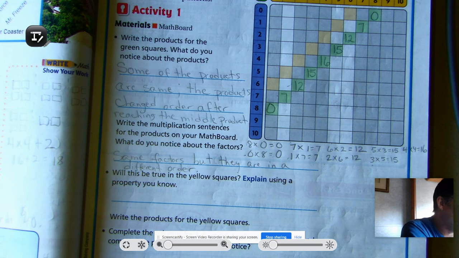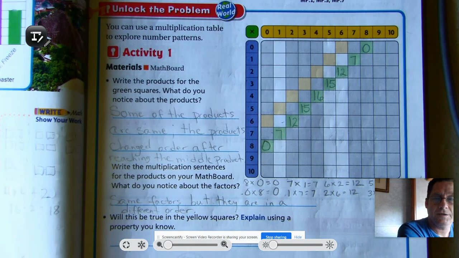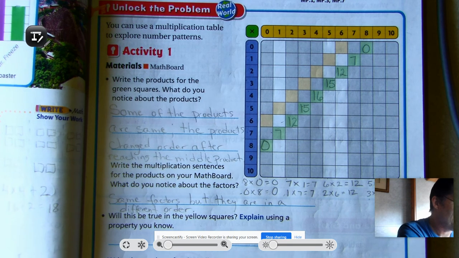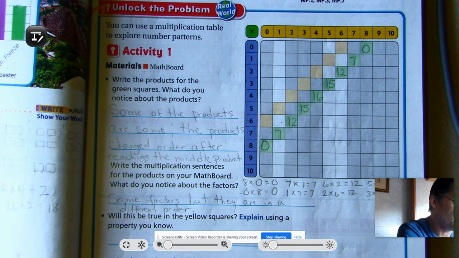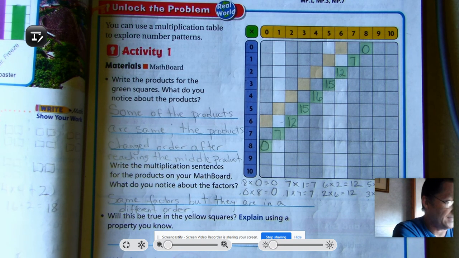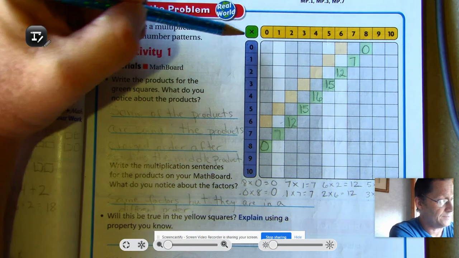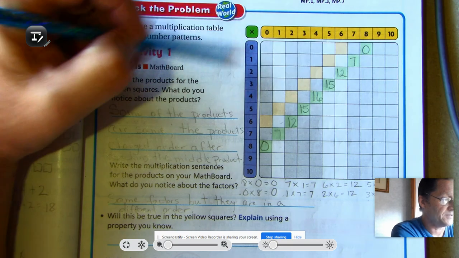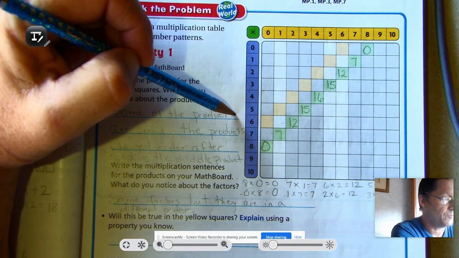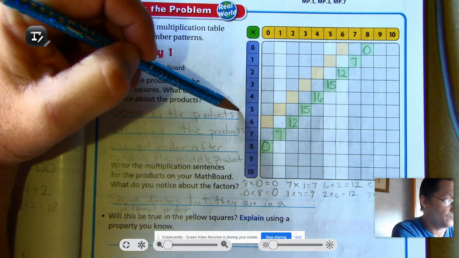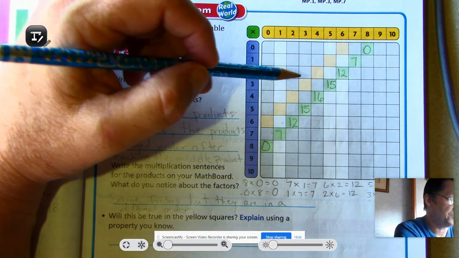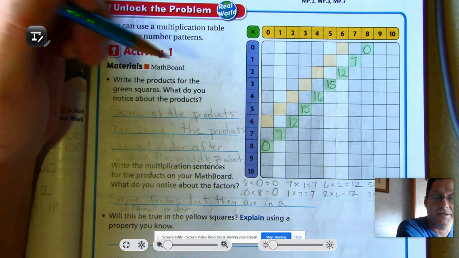Will this be true of the yellow square? Explain using a property you know. Well, let's go ahead and look at the yellows. I'm going to assume that this is going to be true because the numbers in the factors are the same on both sides. So once you reach the middle, it should change because of the commutative property of multiplication.